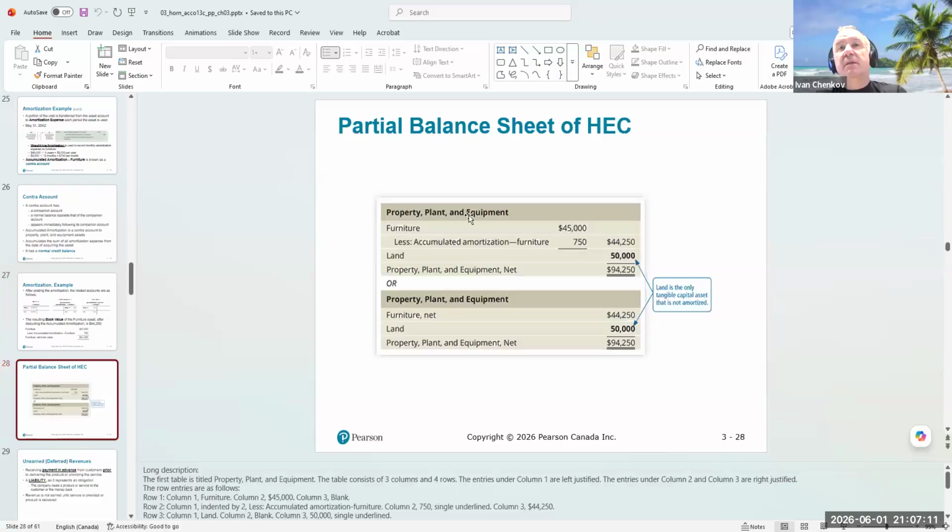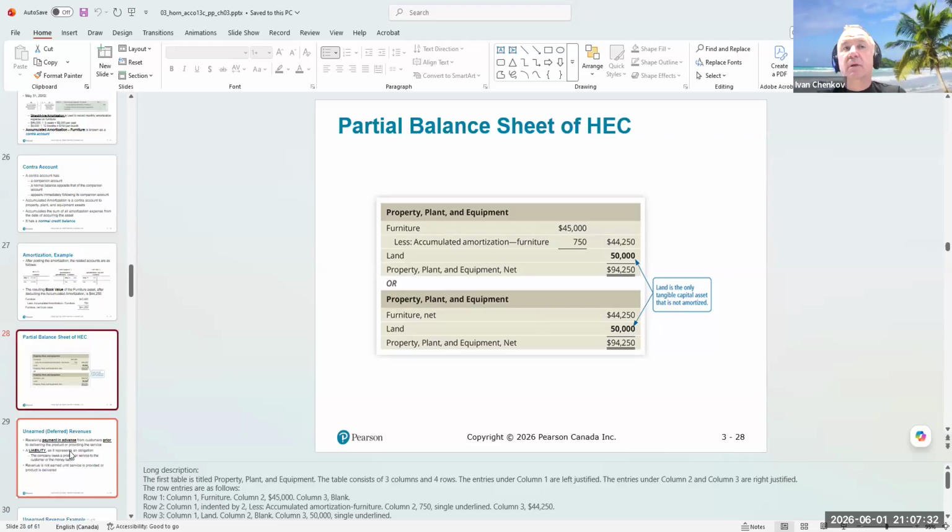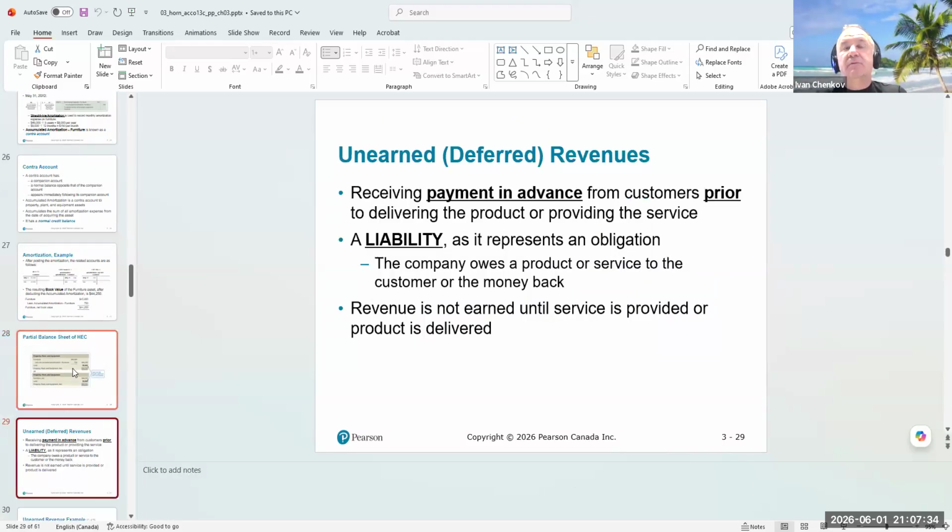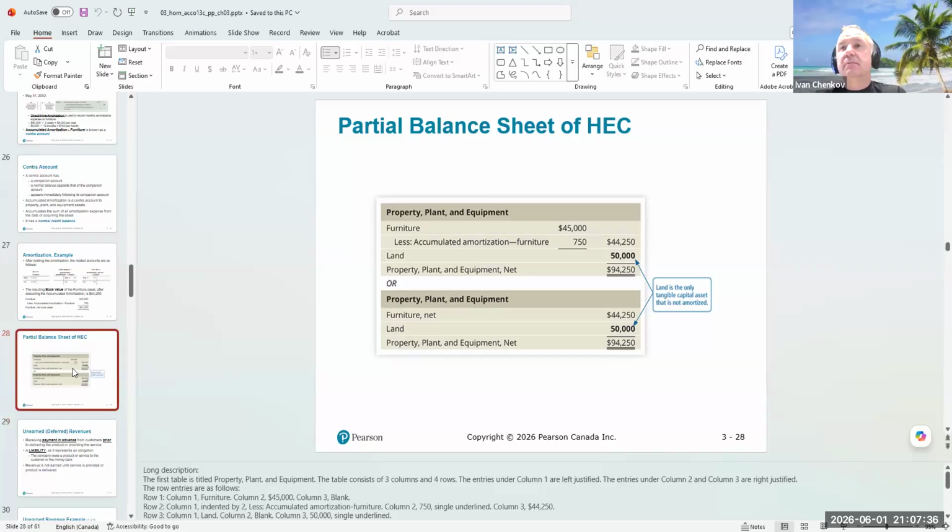And if you have to present this on the balance sheet, it's always going to be furniture, less accumulated amortization, showing directly net of furniture. And there will be a note 1 here, and once you take a look at note 1, you're going to see what's in the note. And that was for the amortization.